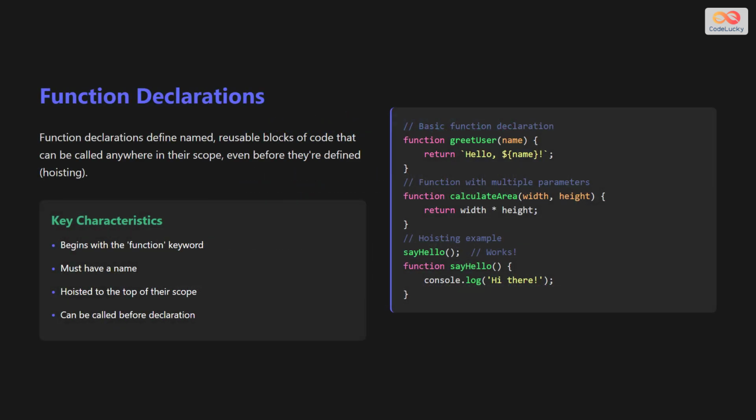Function declarations are a way to define named, reusable blocks of code. These functions can be called from anywhere within their scope, even before they are actually defined in the code. This ability is known as hoisting.